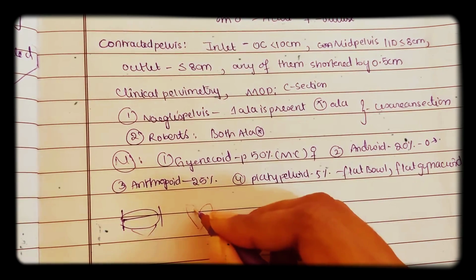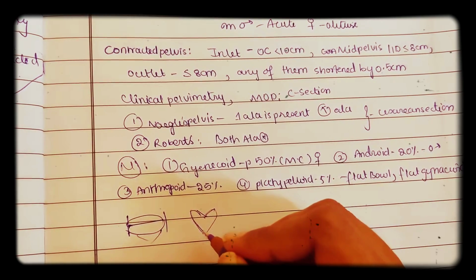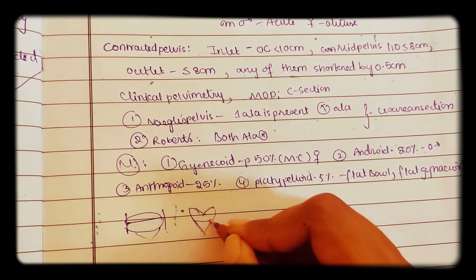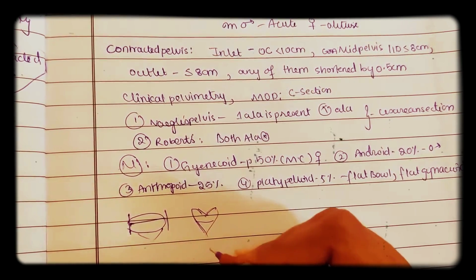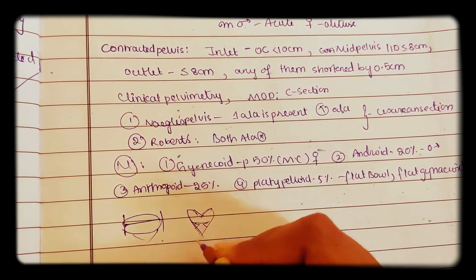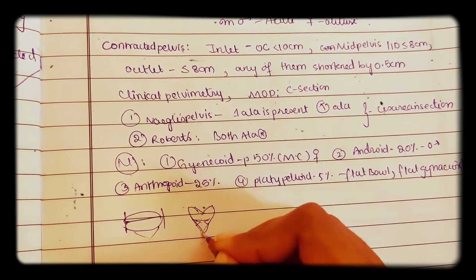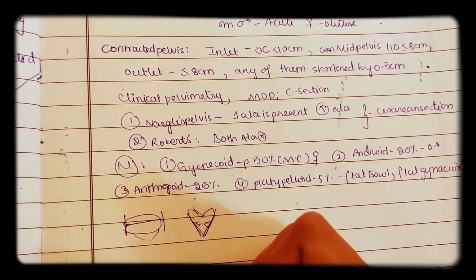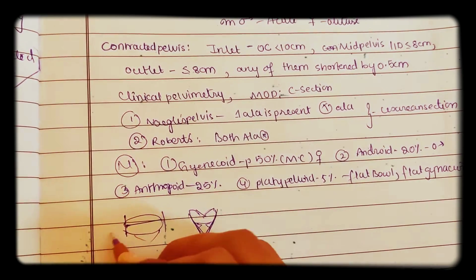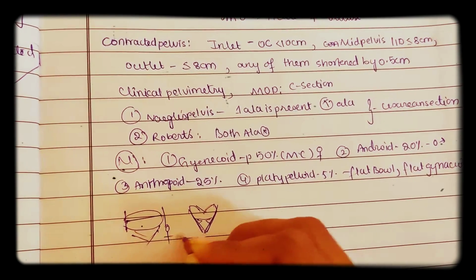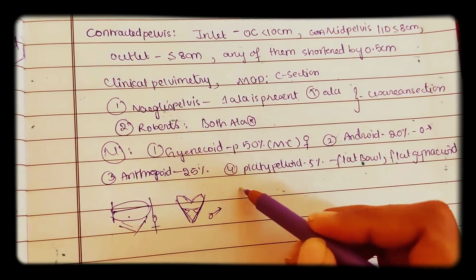Android, it will be heart shaped. Okay, and here the transverse diameter, you can see, is greater than the anterior posterior diameter, and here the ischial spines will be prominent because it's a male type. Okay, and here the side walls, you will see they are convergent, they are not parallel. And next the subpubic angle will be acute. Here it is obtuse because it's female, here it is male, so it will be acute. Next coming to anthropoid.